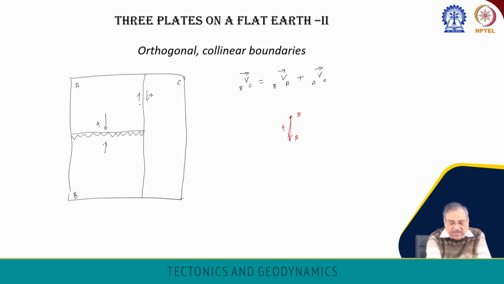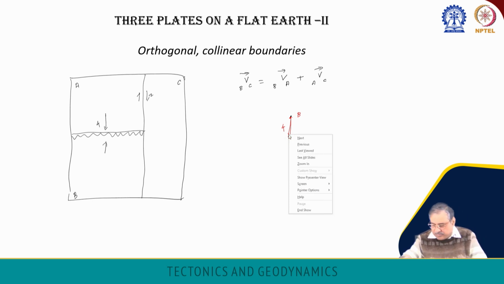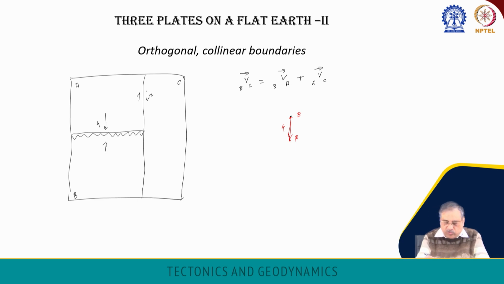Now, with respect to an observer on plate A, plate B appears to be moving downwards, southwards, at the rate of 2 centimeters per year. So if plate A is here, we have to move downwards at the rate of 2 centimeters per year. So this is 4, this is 2. So this position is A, this position must be C. So now this is moving downwards at the rate of 2 centimeters per year. So it's exactly on the same line because the vectors are all parallel.